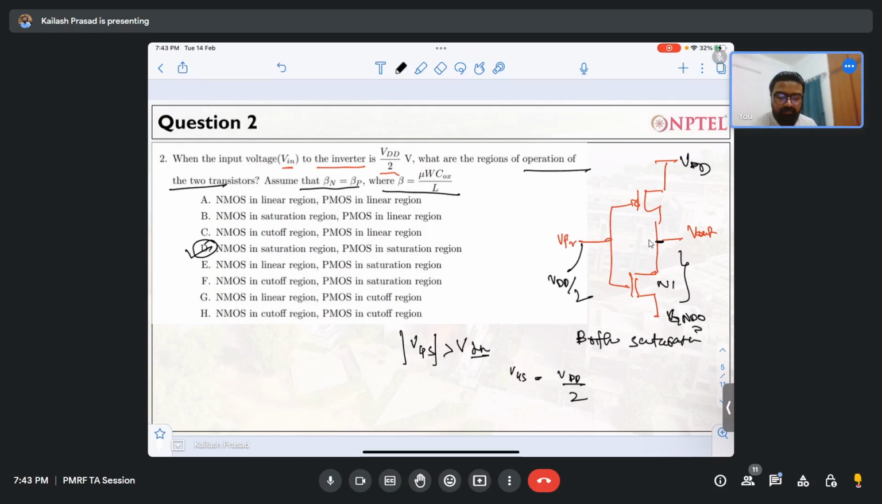Anybody? When input is VDD by 2, you guys have said the answer, right? So the answer is correct. My question is, why do you say so? Why have you said that both are in saturation? Because to make sure that this transistor is in saturation, I have to fulfill this property: VDS should be greater than VGS minus VTH. Anyone?